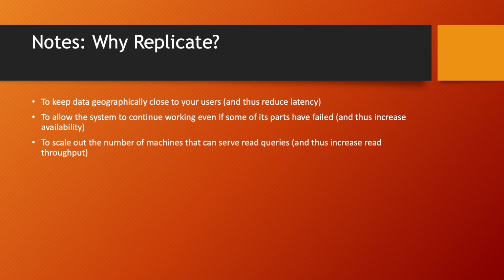Now, let's look at some notes. The first one would be why replicate. There could be multiple reasons, but here are the three which are listed in this chapter. The first one is to keep data geographically close to your users and thus reduce latency. The second one is to allow the system to continue working even if some parts of the system have failed, and thus increase availability. And the third one is related to scalability, which means to scale out the number of machines that can serve read queries and thus increase read throughput.